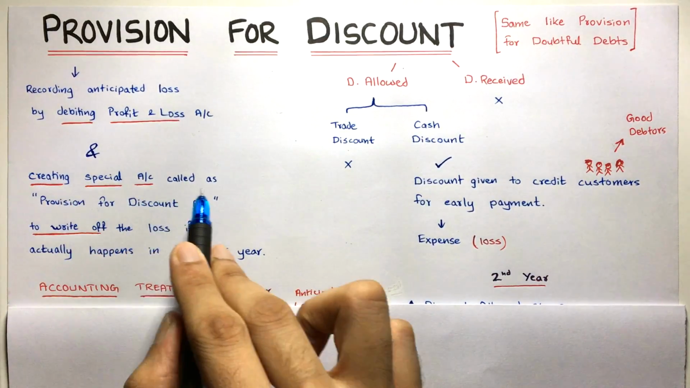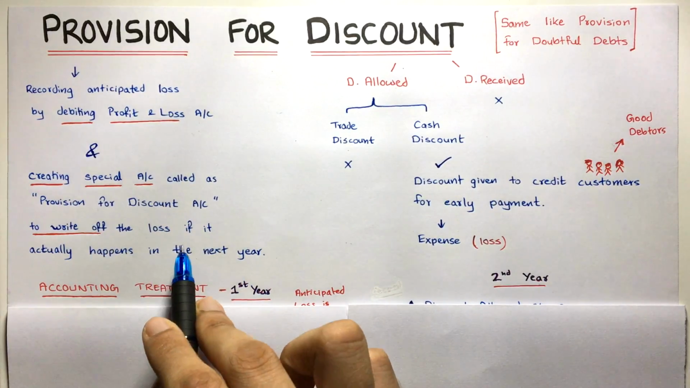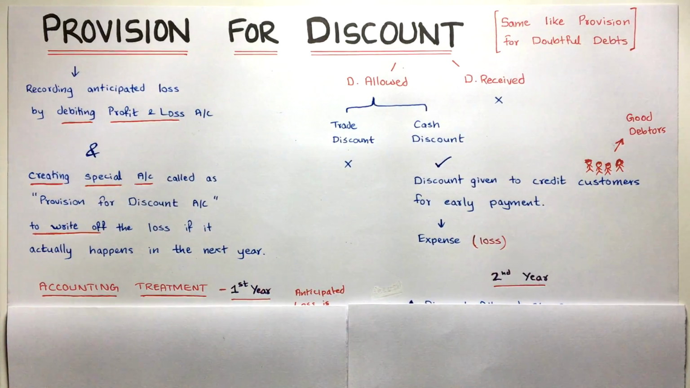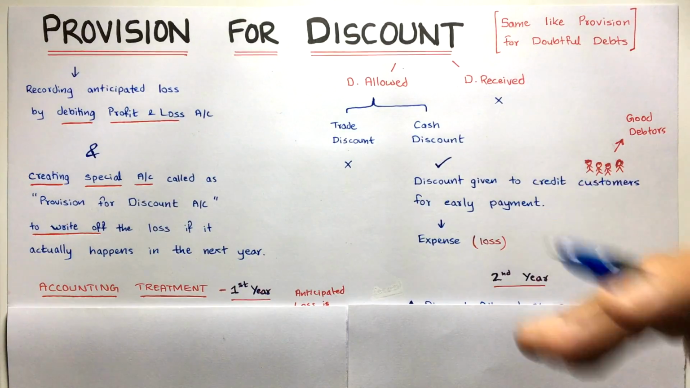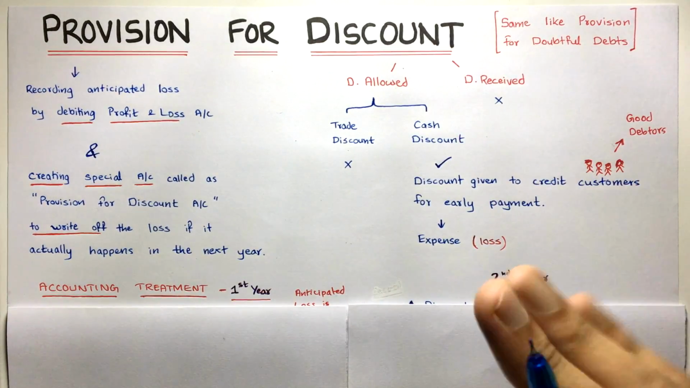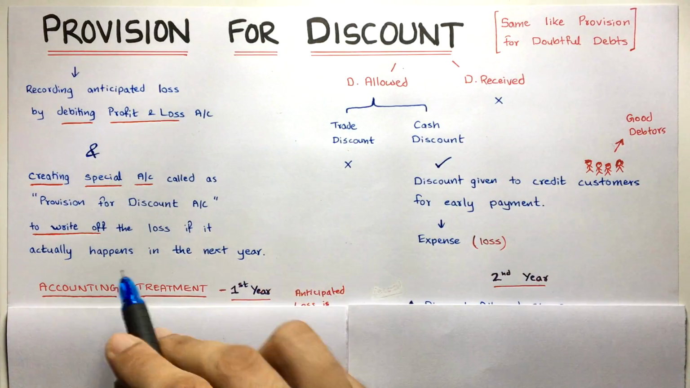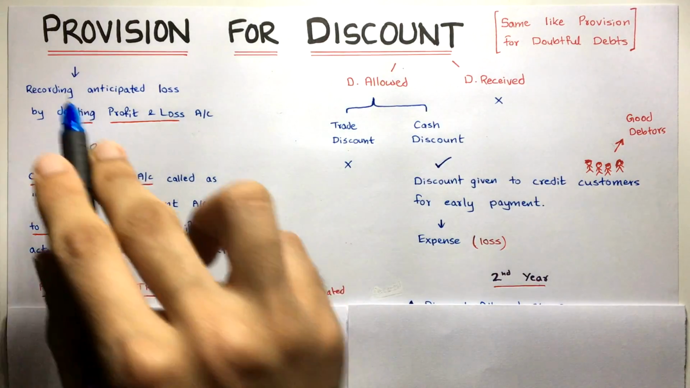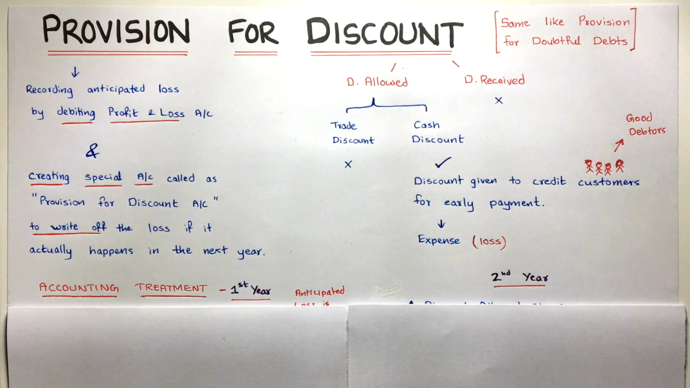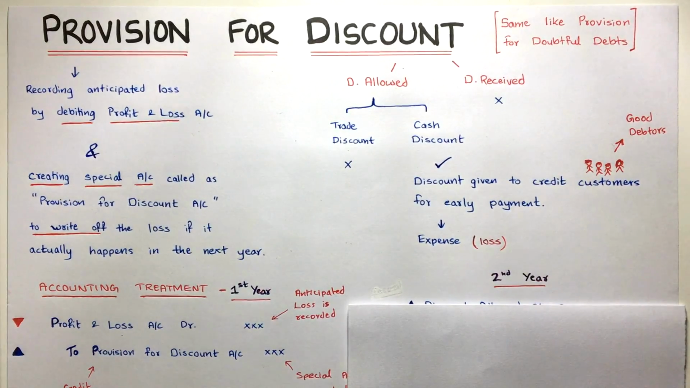Creating a special account called provision for discount account to write off the loss if it actually happens in the next year. If there is actually discount allowed happening in the next year, then that discount allowed will not be written off through profit and loss. No, it will be written off through this provision for discount account, to write off the loss if it actually happens the next year. So let's just see the journal entry that you will pass in the first year to create the provision.